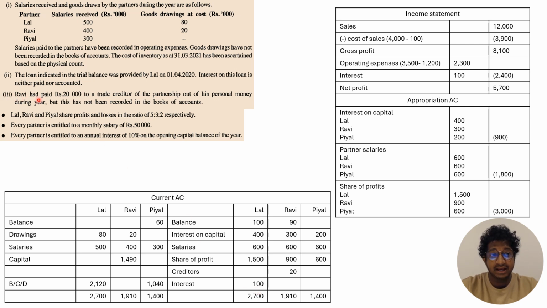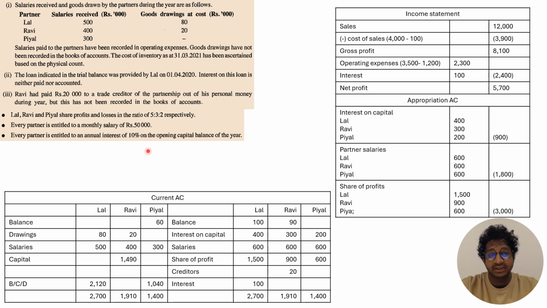And here Ravi had paid 20,000 to a trade creditor of the partnership out of his personal money during the year, but this has not been recorded in the books of accounts. So the trade creditors were paid, so this 20 you have to credit to Ravi's current account, right? So that's it for the agreement in here.